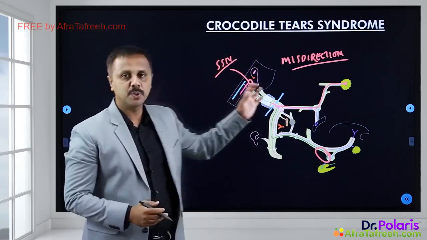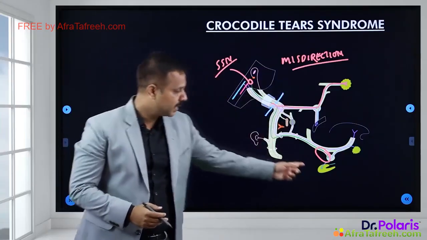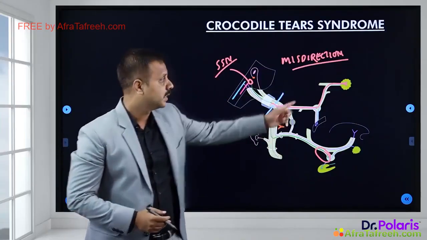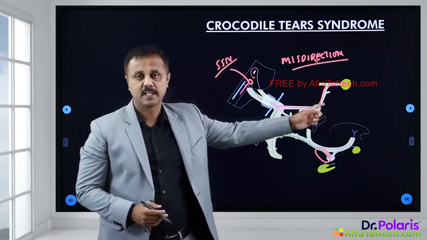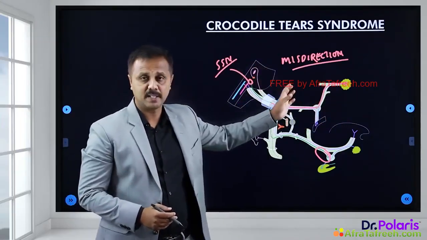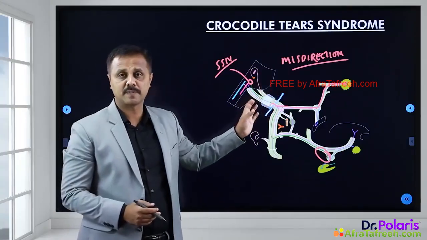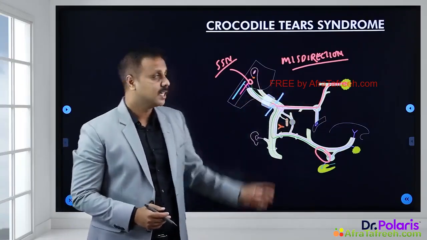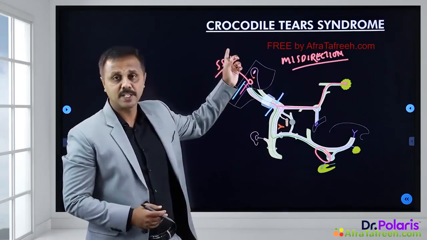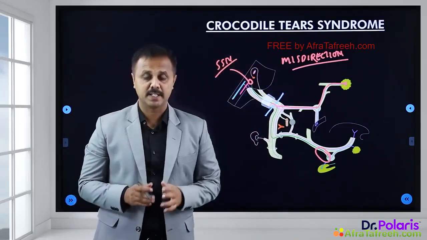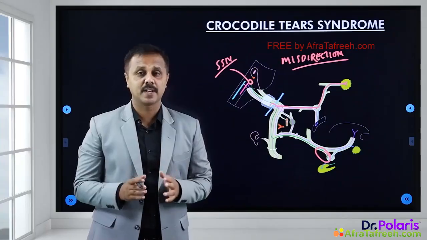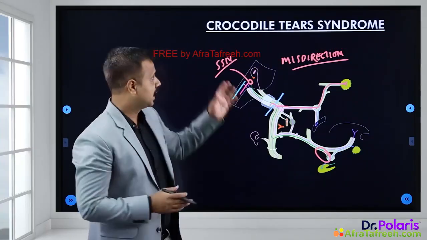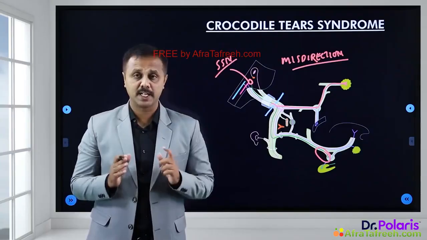So every time you eat, instead of stimulation of the submandibular salivary gland, there is stimulation of the lacrimal gland. Because of this aberrancy or misdirection of secretomotor fibers to the lacrimal gland, the patient will appear as though he is crying during eating. This is because of excessive lacrimation, and this is what we know as crocodile tear syndrome.